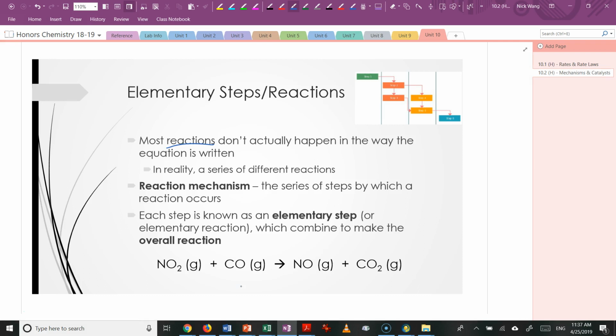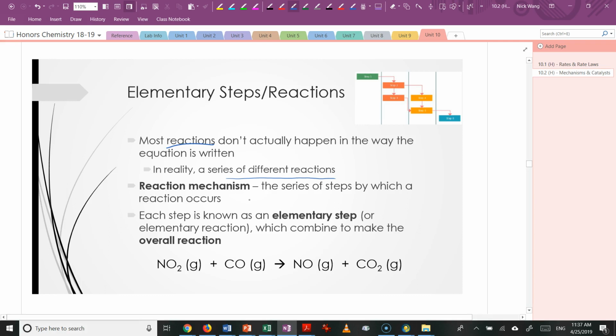But in reality, there's actually several steps that are necessary. In reality, it's a series of different reactions that occur to really make this reaction look like it does. So that O isn't just moved directly from one substance to another. And what we do is we look at this using a reaction mechanism instead. That's how we better understand what goes on.